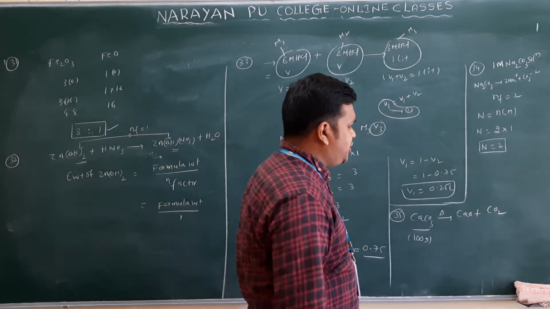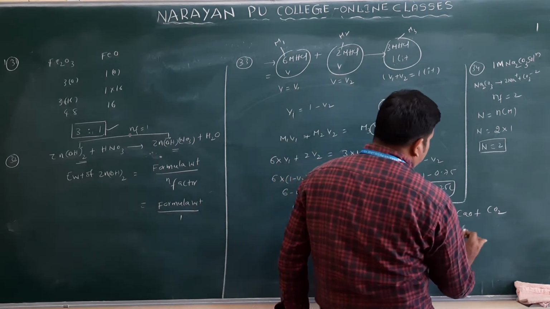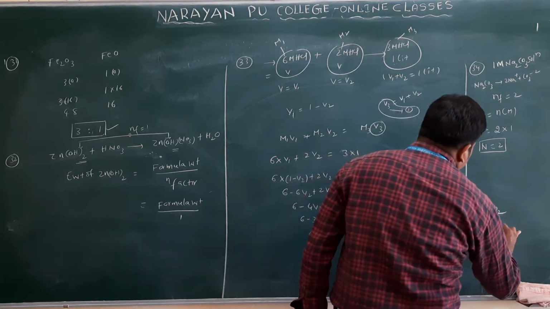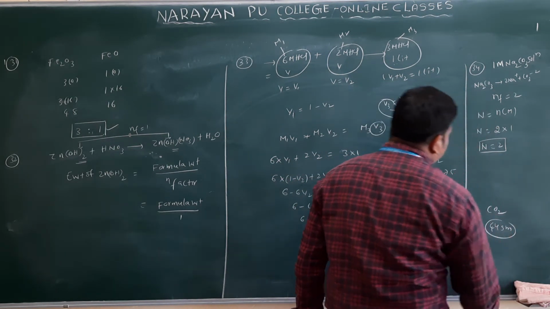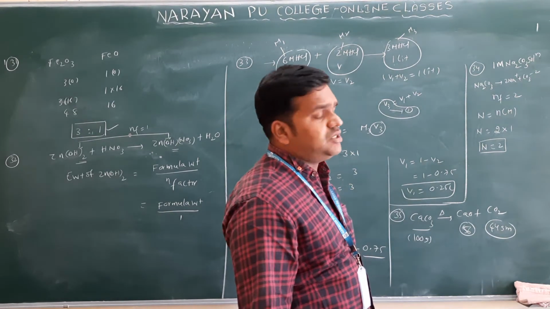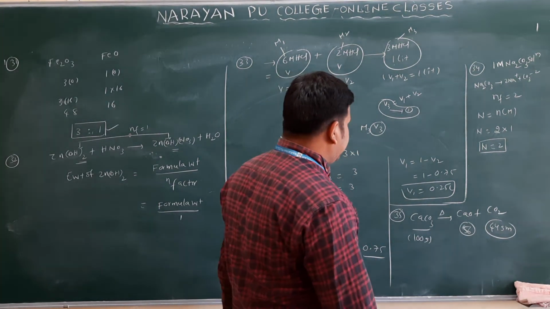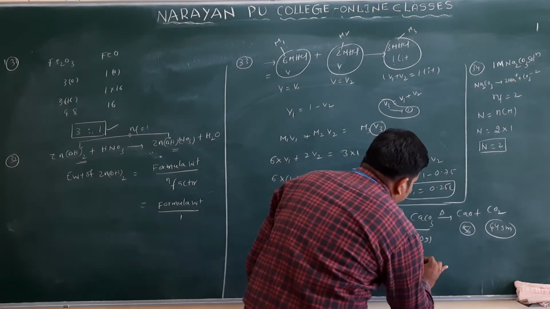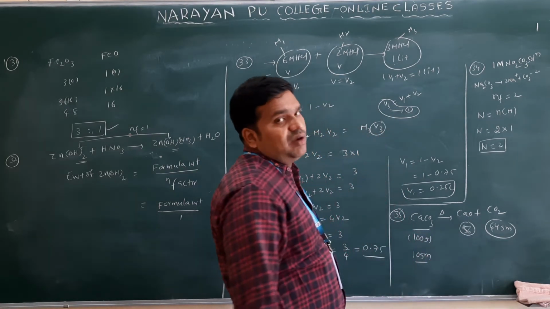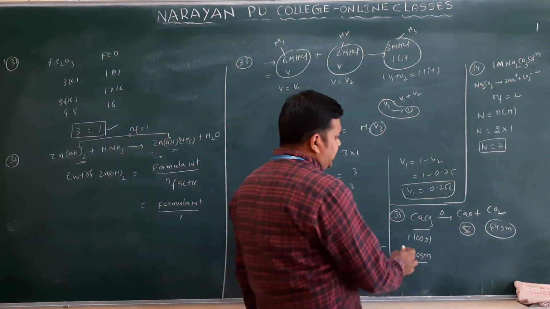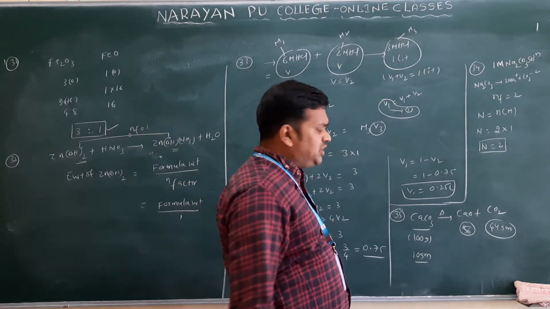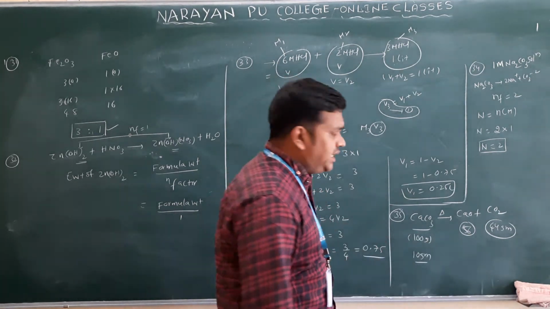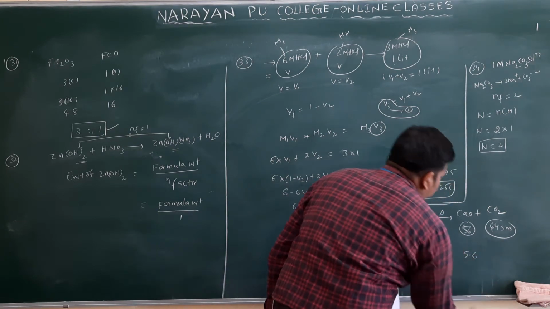So how much is CaO? Calcium 40 plus 16, this is 56 only. If you take the carbon dioxide weight, that is 44 grams only. Carbon 12, oxygen 16 into 2, 32, you will get 44. But how much are they taking? They are taking calcium carbonate 10 grams. So 100 by 10 I get 10. If you write 56 by 10, then I will get 5.6 only.